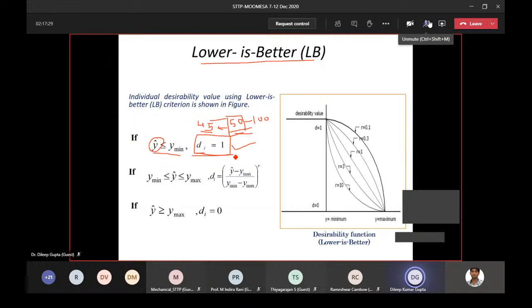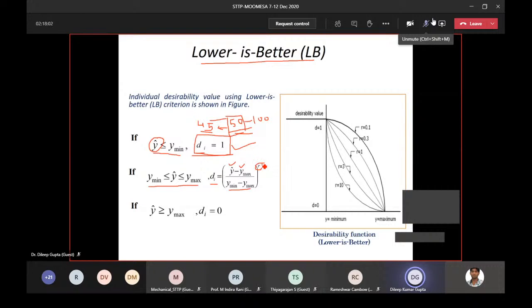Then secondly, when the value of y lies between the value of y minimum and y maximum, in this case, di will be calculated using the equation y minus y maximum. See the difference: in the previous case, y minus y minimum was there. Here, y minus y maximum, and then the difference between the maximum and minimum value of y for that particular criteria. Apart from that, there is a power of r.